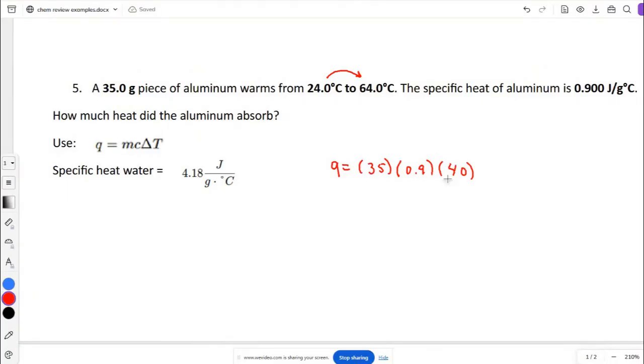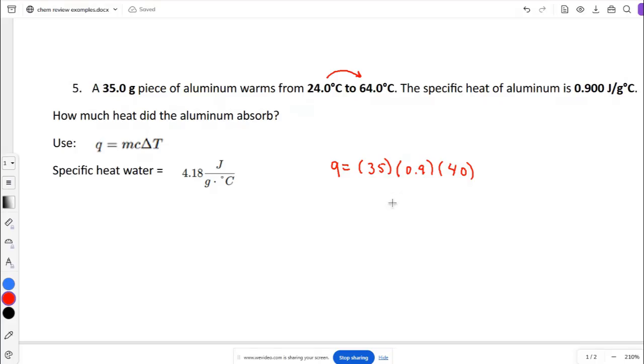There's our specific heat of aluminum, and there's the change in temperature. It increased by 40, didn't decrease, went up. So it's a positive number. All right, so now the calculator. 35 times 0.9, 0.9 times 40 equals 1,260.